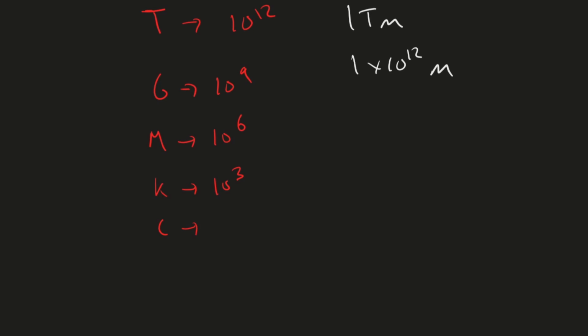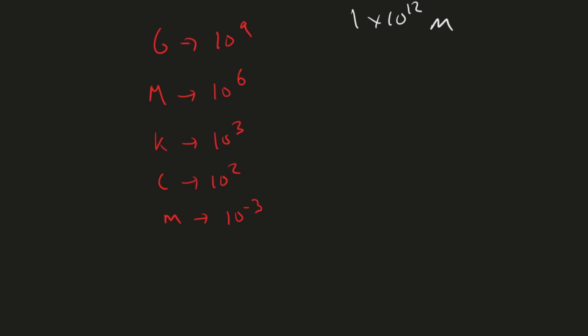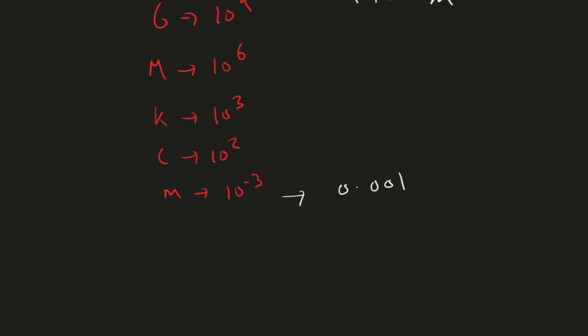You've got centi, which is 10 to the power of 2. You've got milli. Now milli is actually 10 to the power of minus 3. So when we say 10 to the power of minus 3, basically we're saying that this becomes 0.001. And you should be familiar with this from when you did your GCSE math, so it shouldn't be too much new for you here.